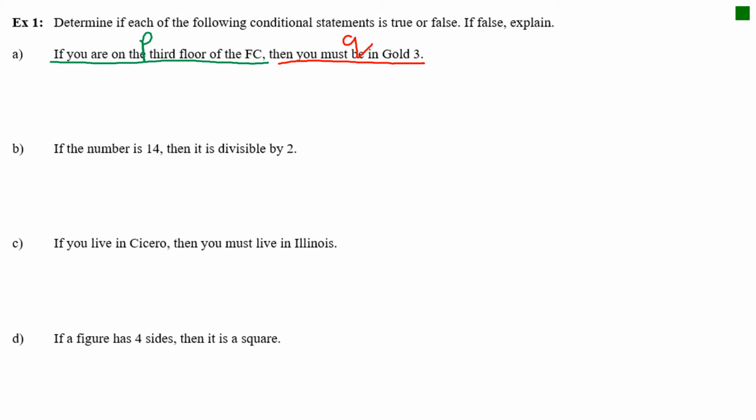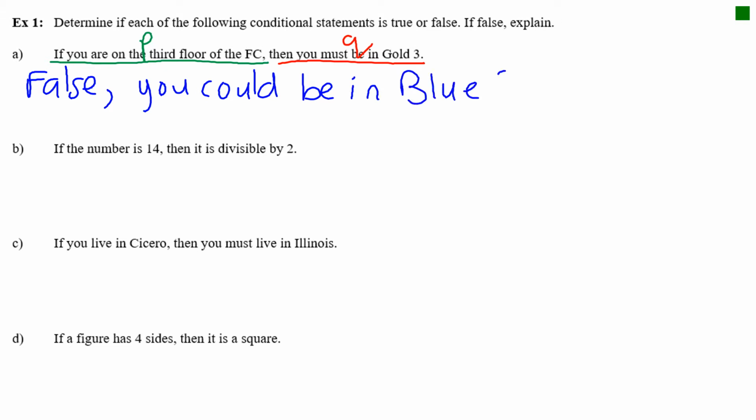Now, while it is true for a lot of students, especially all the 120 students in Goal 3, it's not true for everybody. You can be in green 3 or blue 3 or maroon 3. So this statement would be false. And again, it says if false, explain. So, false, you could be in blue 3. You do not need to give all the examples of where it's not true. One would suffice. The next statement says, if the number is 14, then it is divisible by 2.